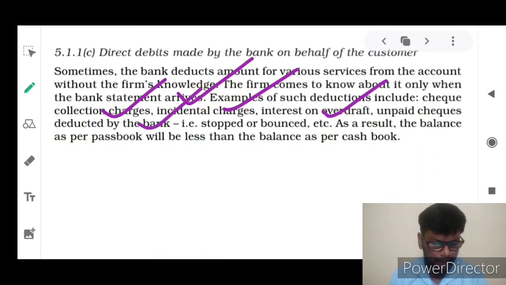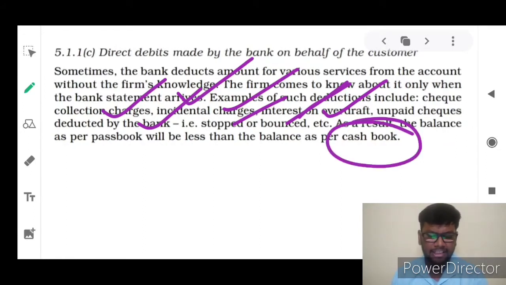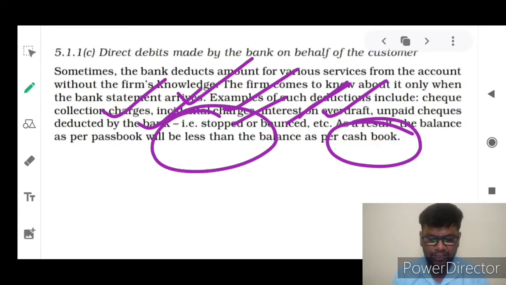And unpaid checks are deducted by the bank. Unpaid checks: you presented the check, but the bank didn't accept it. That is called an unpaid check. So an unpaid check is deducted by the bank, and stopped or bounced. You might have seen the movie Kurivi, where nearly 50 lakhs worth of checks were bounced. So bounced checks or stopped checks, etc. As a result, the balance as per passbook will be less than the balance as per cash book. Definitely it will show the timing differences.